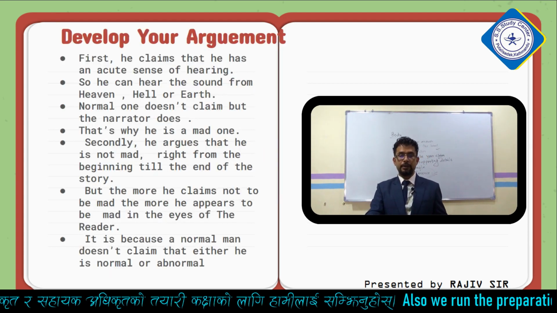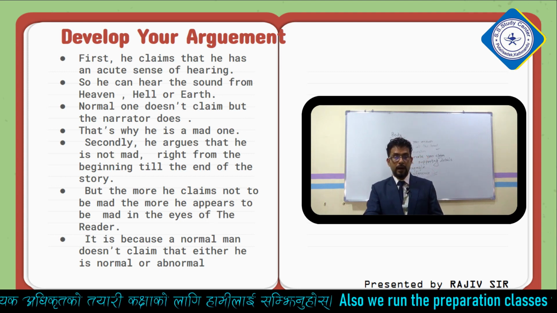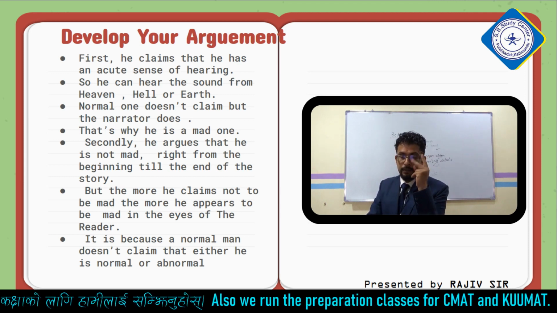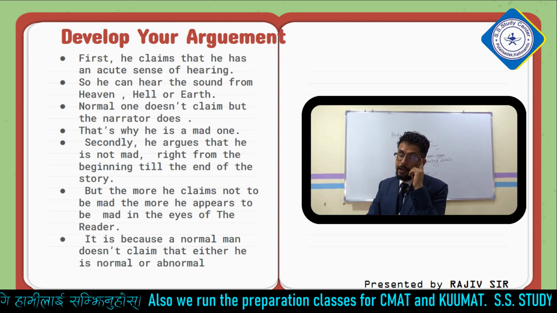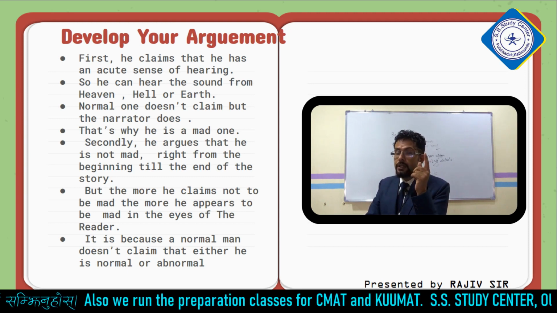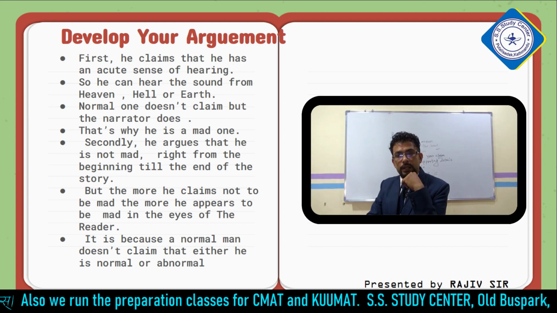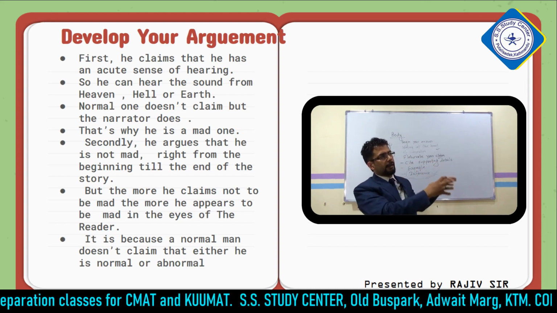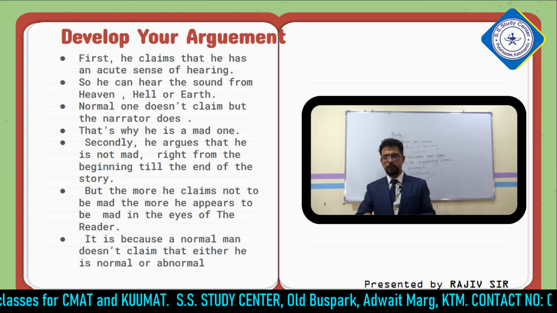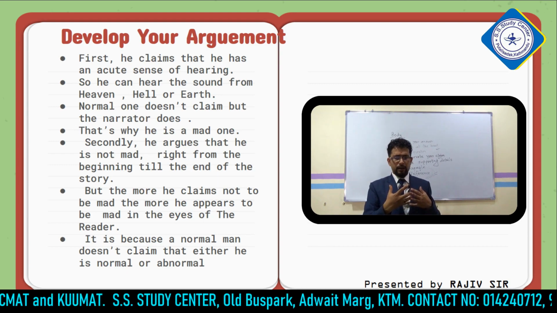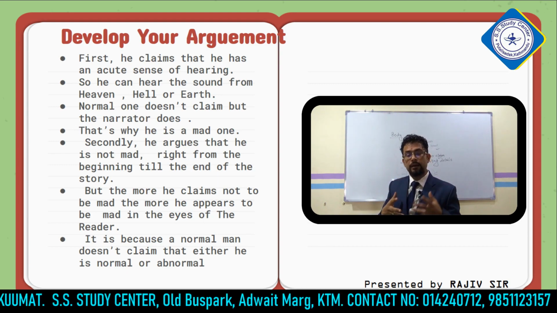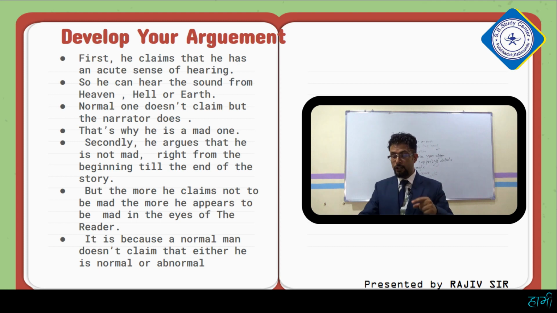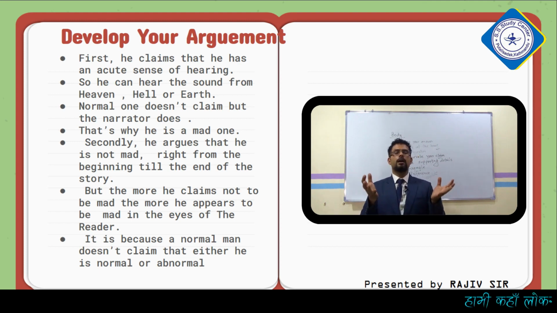Now, development of your argument. How can you develop your argument? You need to develop your argument by making points to justify it. First, you can write, listen: first, he claims that he has an acute sense of hearing. Does he claim or not? So he can hear the sound from heaven, the sound from hell, even the sound from earth. A normal man does not claim, but the narrator does. That's why he is a madman.